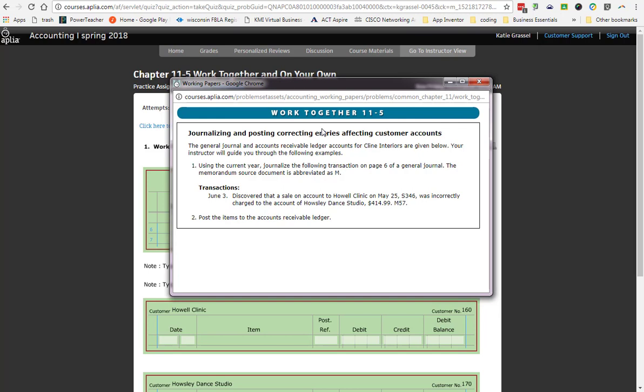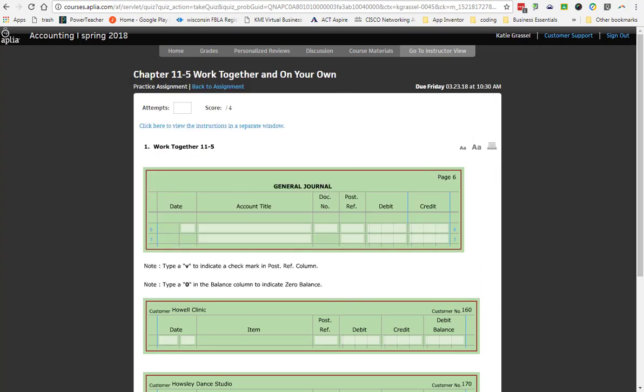So on June 3rd, discovered that a sale on account to Howell Clinic on May 25th, S346, was incorrectly charged to the account of Housley Dance Studio for $414.99, M57. So basically, what account was affected and should not have been? Dylan, which account was affected that should not have been? Yes. So Housley Dance Studio was affected.